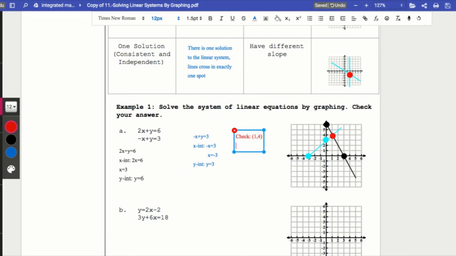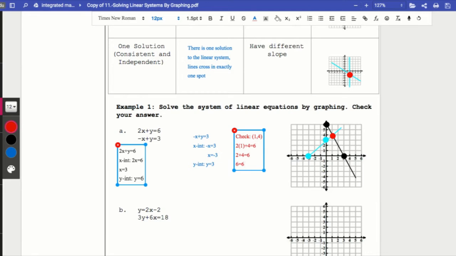And in order to check it, basically this needs to be a true statement for both equations. So to check it, I'm going to see if, when I plug in 1, 4, the first equation equals 6, and the second equation equals 3. So I'm going to do 2 times 1 plus 4 equals 6. Well, then I get 2 plus 4. So 6 equals 6.